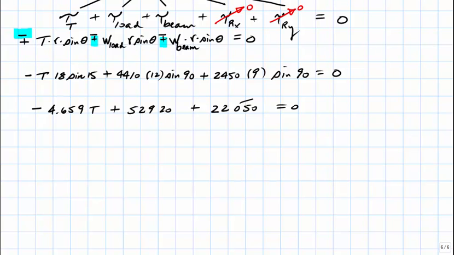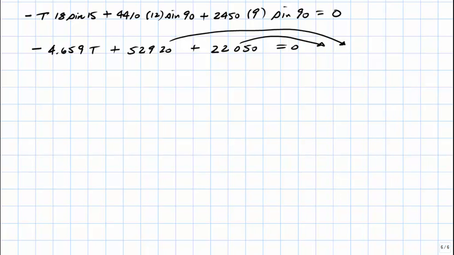Next, let's transfer these two values to the other side, and of course their signs will change, and we can add them on the other side as well. That will result in negative 4.659 T, and on the other side we have negative 74,970, and by dividing both sides by negative 4.659, we're able to obtain the value for the tension. And that value equals 16,091 newtons.